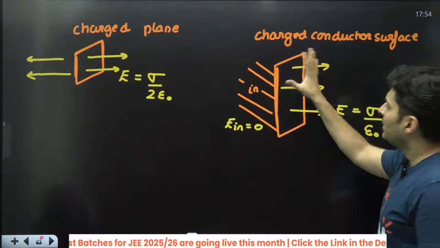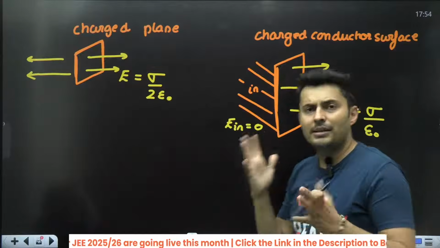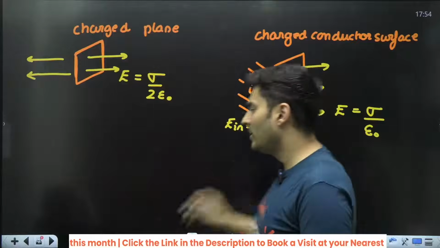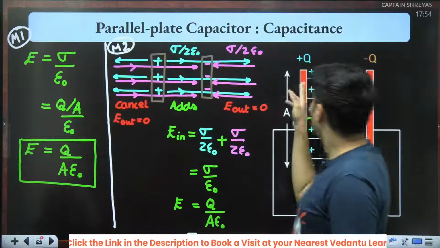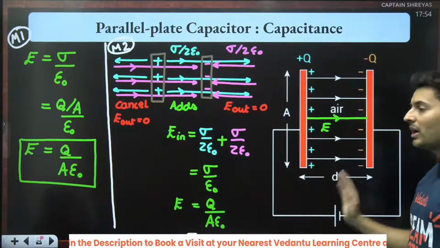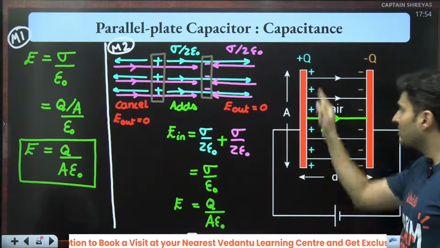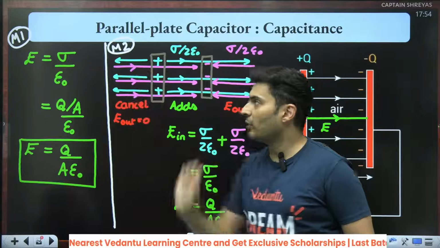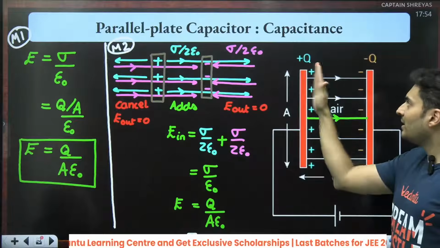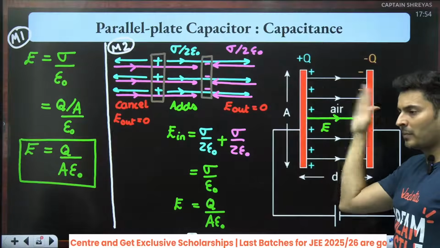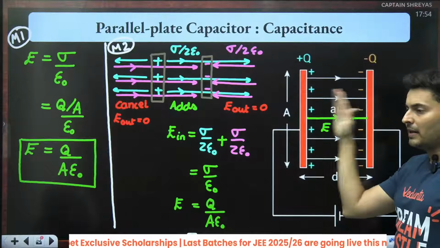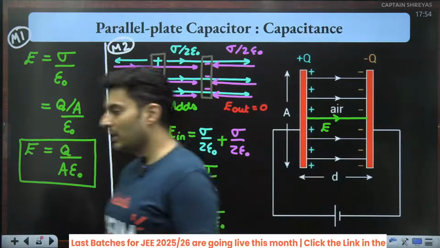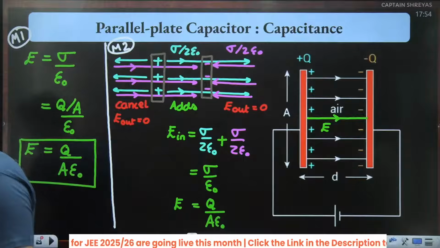But when you take a charge on the conductor, it is giving electric field on one side, so you use the formula sigma by epsilon. So when you solve this problem, either you can consider these charges to be on the surface of a conductor, then you use directly this formula, or you consider these charges as different planes, and you find the net electric field between them. It's one and the same thing.